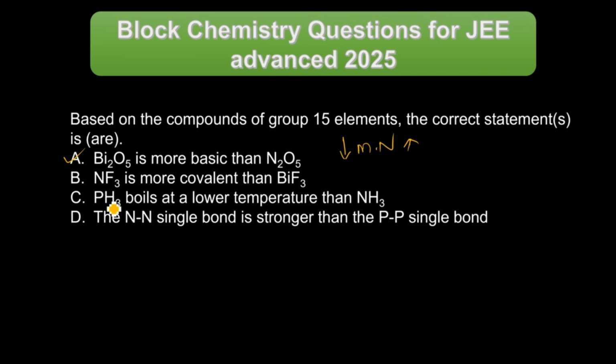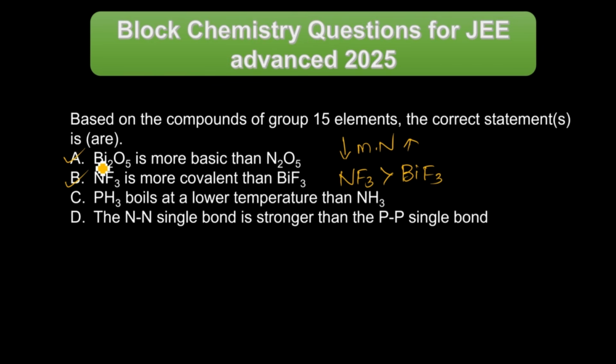So from this, what we can say? Which means NF3 is more covalent compared to BF3. If they are asking about ionic nature, then BF3 will have more than NF3. So this statement is also true.